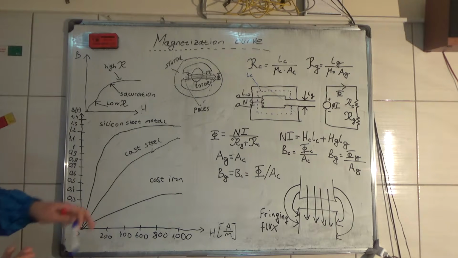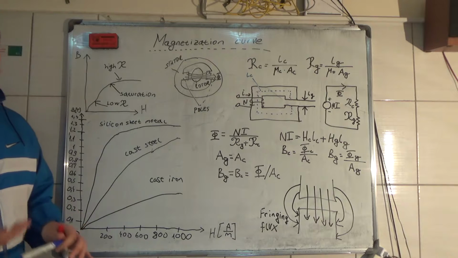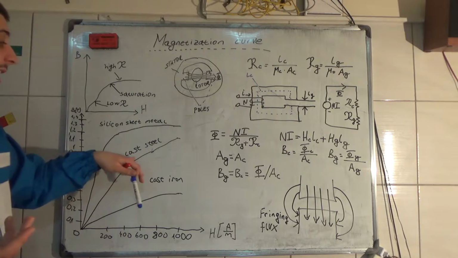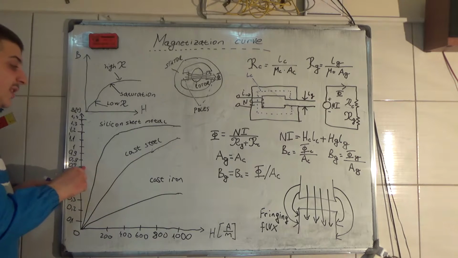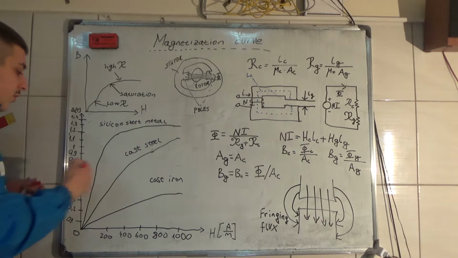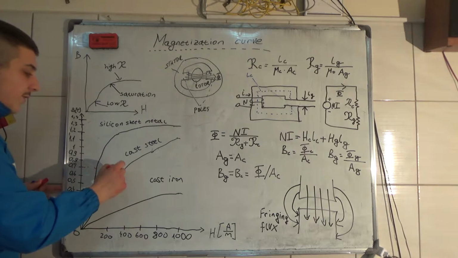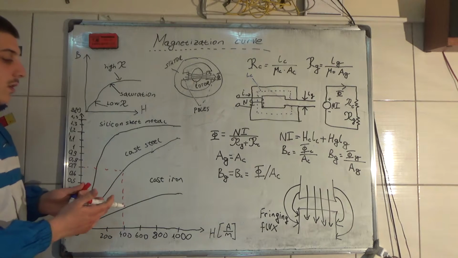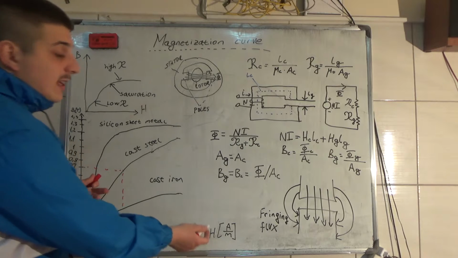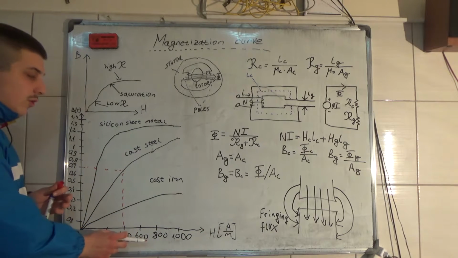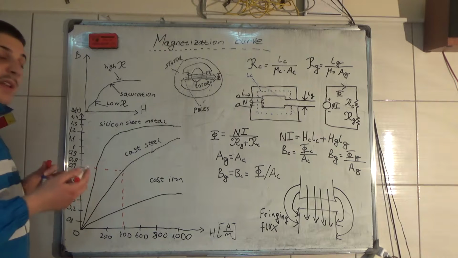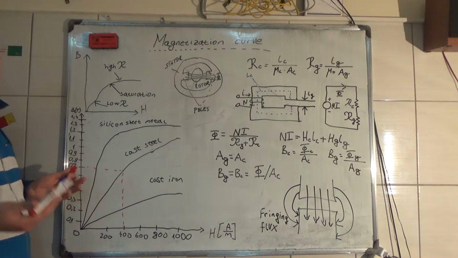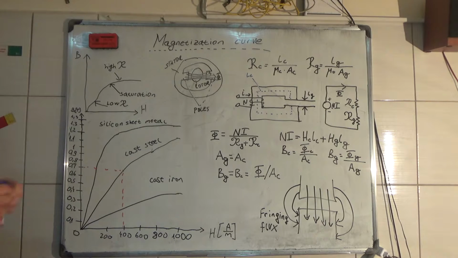so you don't have to be careful with the formulas. And for example, if you want cast steel to be 0.7 Teslas, you just find the amount of magnetic flux intensity that is needed to give to that magnetic material, so you will get 0.7 Teslas in that magnetic material.